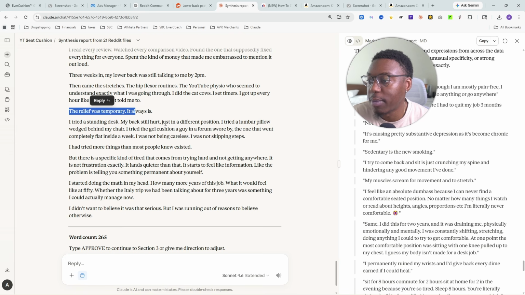I tried a standing desk. My back still hurt, just in different positions. I tried a lumbar pillow wedged under my chair. I tried the gel cushion a guy in a forum swore by, the one that went completely flat inside a week. I was not being careless. I was not skipping steps.